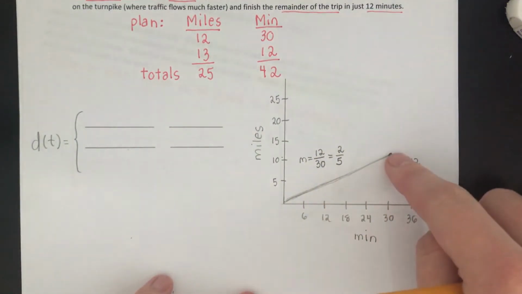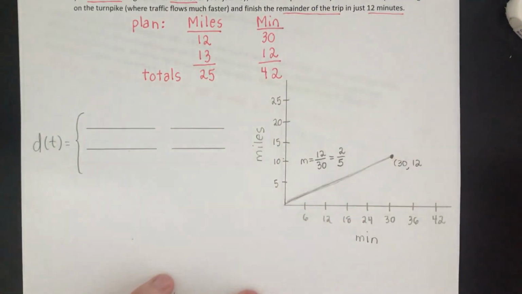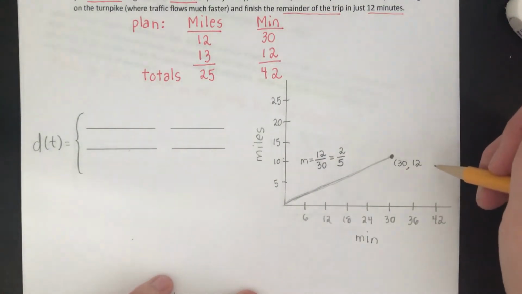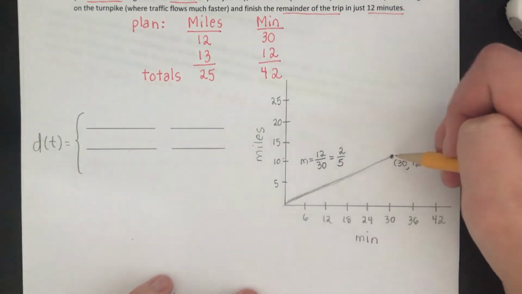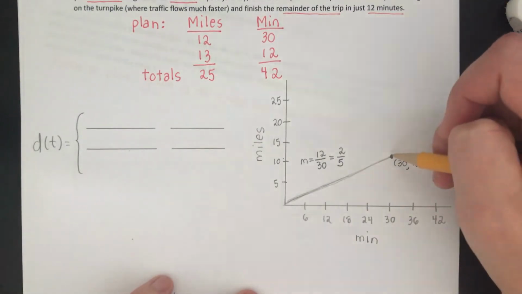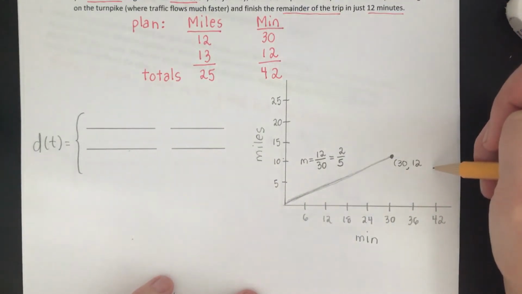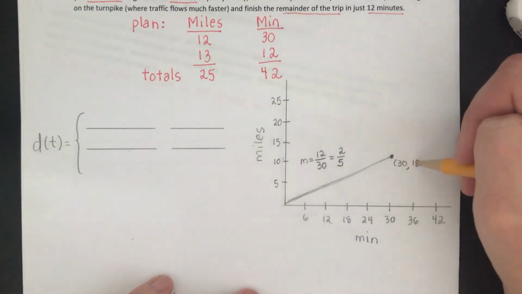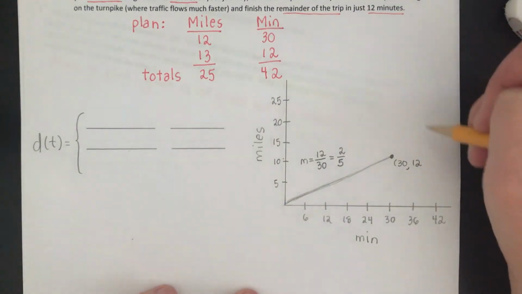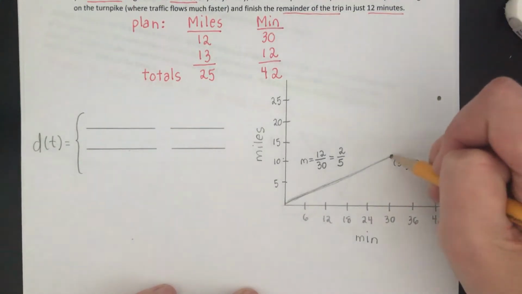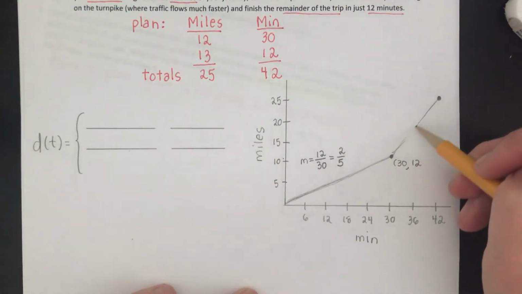And then it tells us that we travel 13 more miles in 12 minutes. So when we get 12 more minutes, we go 13 more miles. So we are going to go from 30 to 42. Okay, so 12 more minutes, and we're going to travel 13 more miles. So if you add 13 to how many miles you've already traveled, that would be 25 total miles. So we're talking 42, 25. Draw this line here.